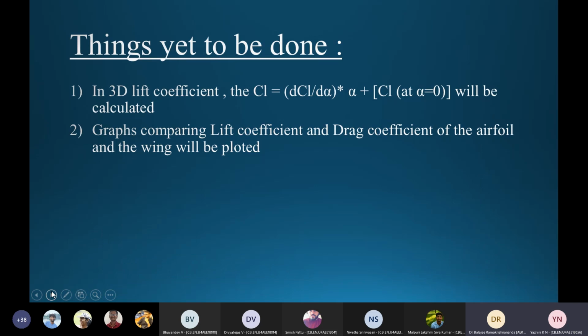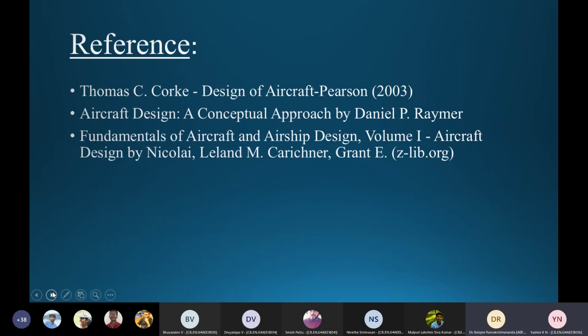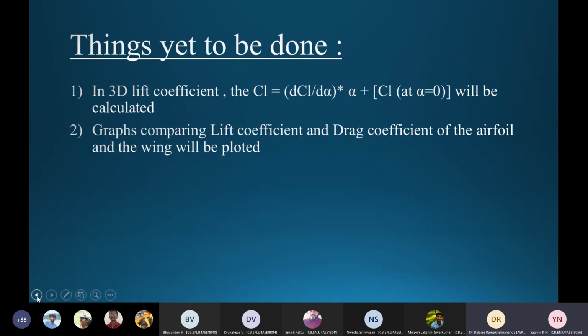Any questions to Yarini? See, show me the earlier slide. This one, sir. There won't be any shift in CL at 0. Take it as 2D. Okay, sir.